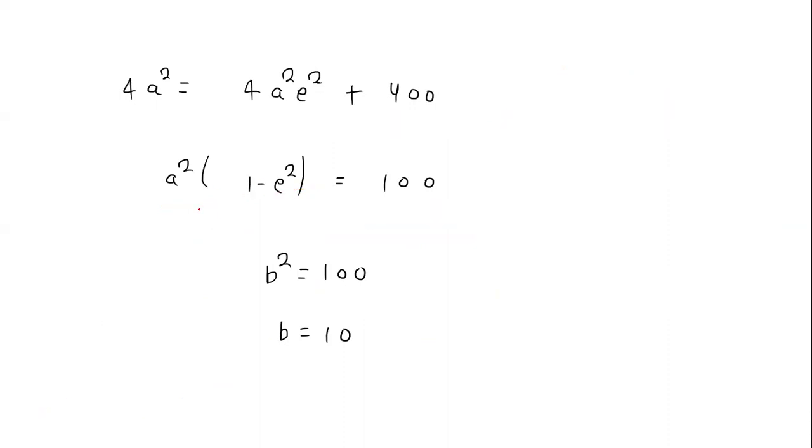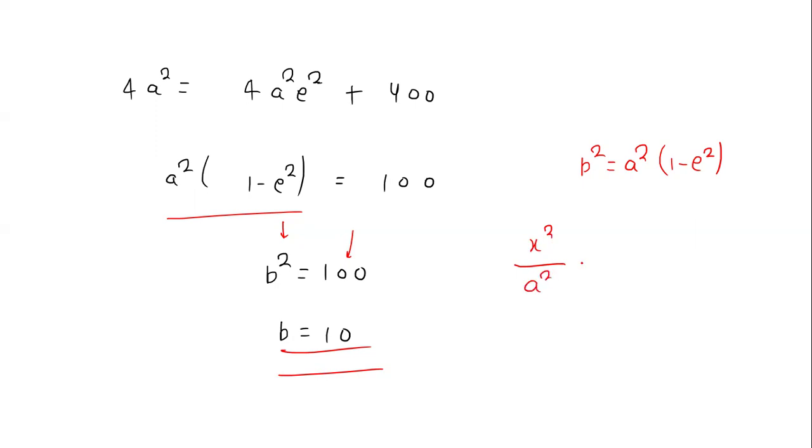Now we know in the ellipse the property B square is equal to A square times (1 minus E square). So this is equal to B square, and this is equal to 100. So from here you will get B value as 10. So we got B as 10. We know the equation of the ellipse is this, and this B value we got as 10.